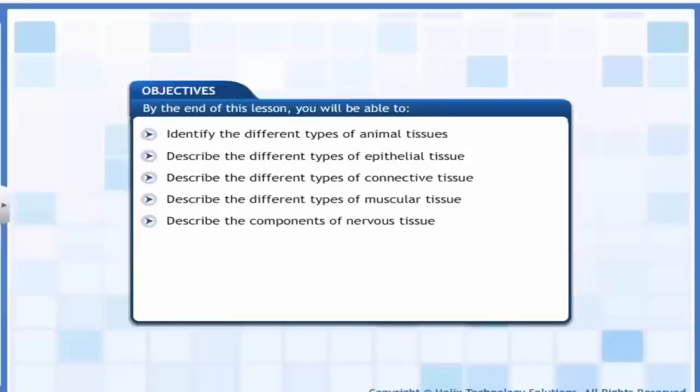By the end of this lesson, you will be able to identify the different types of animal tissues. Describe the different types of epithelial tissue. Describe the different types of connective tissue. Describe the different types of muscular tissue. And describe the components of nervous tissues.